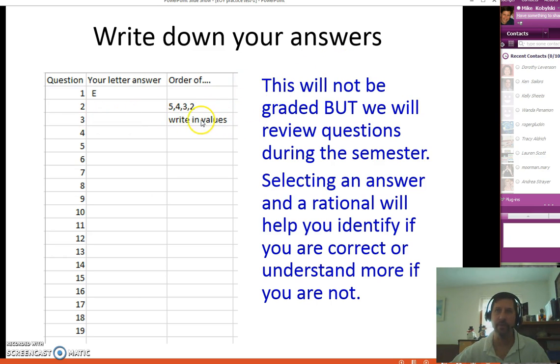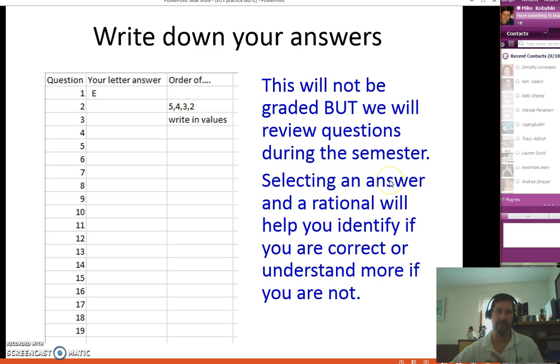And then other questions are going to actually have write-in. Maybe you're going to be manipulating a graph and you can't write down a letter for the graph. Write down what information you have. The more information you write down here, the better, because this is not going to be graded at the end.